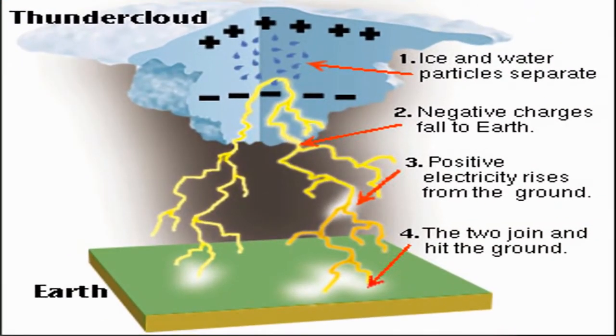Students, observe this thunder cloud. You will see how charges get separated. This is because of ice and water particles. They separate, and as a result negative charges fall to earth, and because of this positive electricity rises from the ground, and the two join and hit the ground, and that's how lightning occurs.